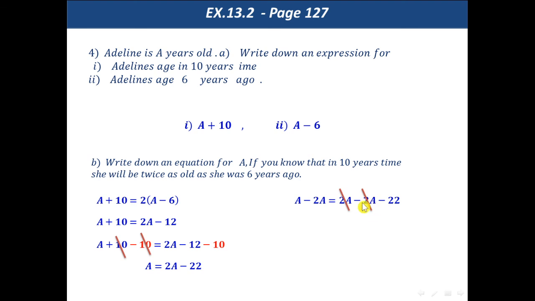But if I put minus 2A in the right side, I have to put also minus 2A in the left side. So plus A minus 2A, it is minus A equal minus 22. When you have such a situation, it is no problem. You multiply by minus 1 so that you equalize the two sides. The A is 22. So I can say that Adeline's age is 22 years old. In 10 years time, she will be twice her age 6 years ago. And you can check this by substituting 22 in the equation here. You should have equal values in the left side and in the right side.